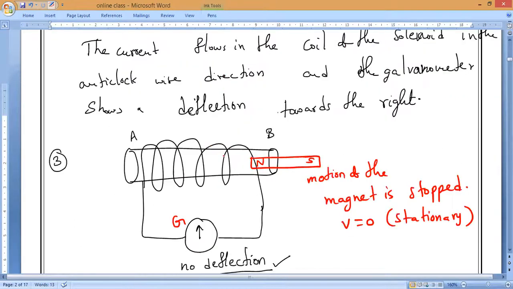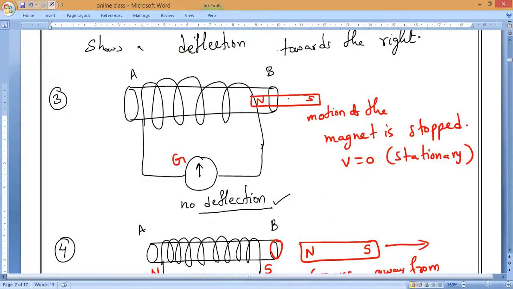Now, third case. Again, the bar magnet is kept stationary inside the solenoid. Inside the solenoid, you can see no current is produced. So again, the galvanometer pointer is indicating no deflection, so 0. The galvanometer pointer is indicating 0.